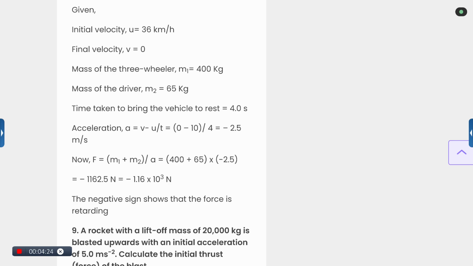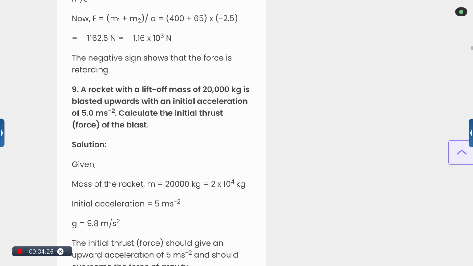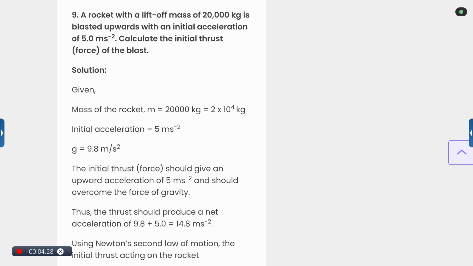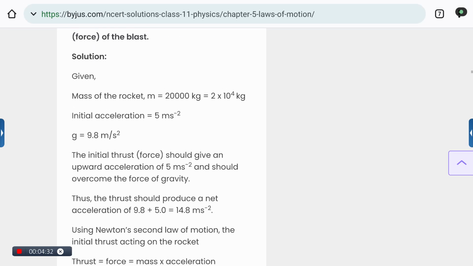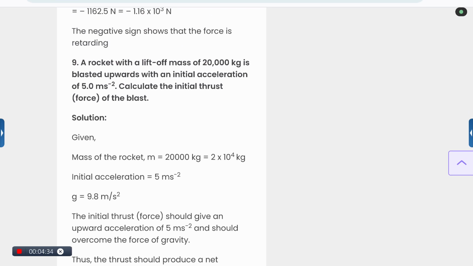Okay, next question, the 9th one. Read the question, all of you. A rocket with a lift-off mass of 20,000 kilogram is blasted upwards with an initial acceleration of 5 meter per second square. Calculate the initial thrust of the blast.